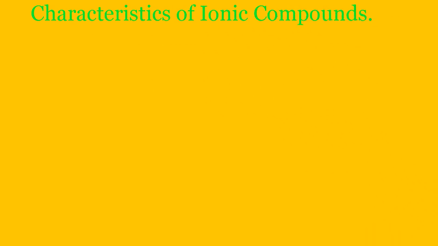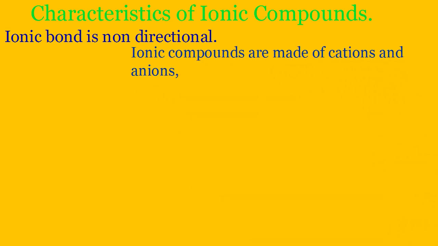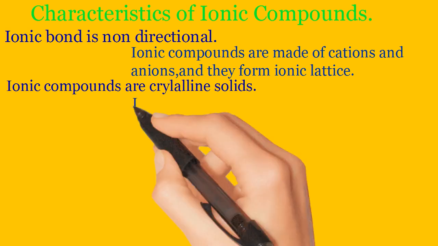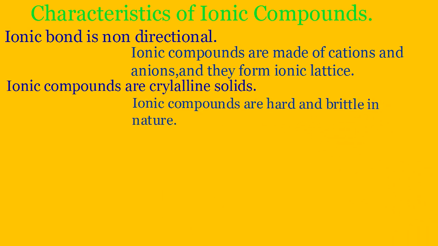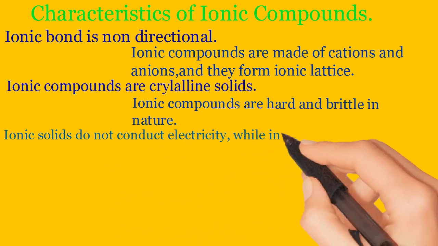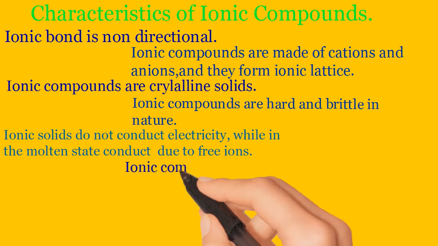Characteristics of ionic compounds. Ionic bond is non-directional. Ionic compounds are made of cations and anions, and they form an ionic lattice. Ionic compounds are crystalline solids. They are hard and brittle in nature. Ionic solids do not conduct electricity, while in the molten state they conduct due to free ions.